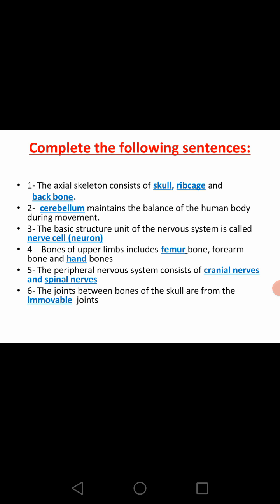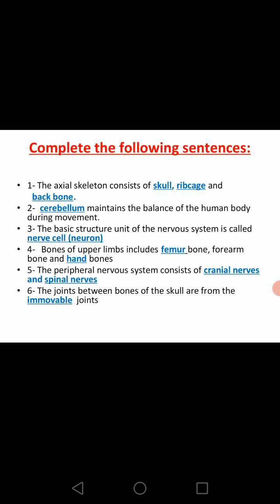Let's start with the first question, which is complete the following sentences. Number 1. The axial skeleton consists of the skull, rib cage, and backbone. Number 2. Maintains the balance of the human body during movement. Which part of the brain keeps the balance of the body during movement?